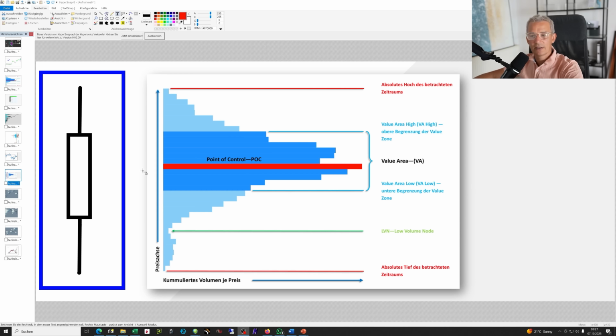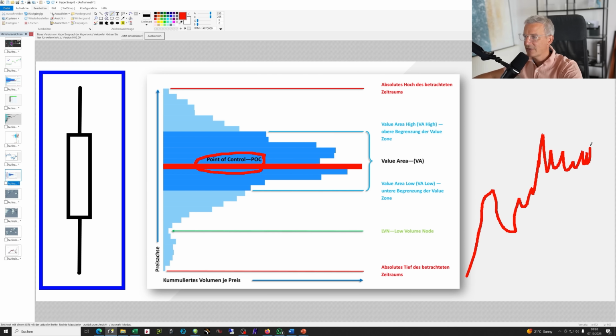Before we get started and take a look at which price zones are fair or unfair, I want to explain these terms. There is the so-called point of control. This is the point where the market has accumulated the highest total volume at a given price level. That means here, and often this is a price area with a very large range, the market has executed the most trades.